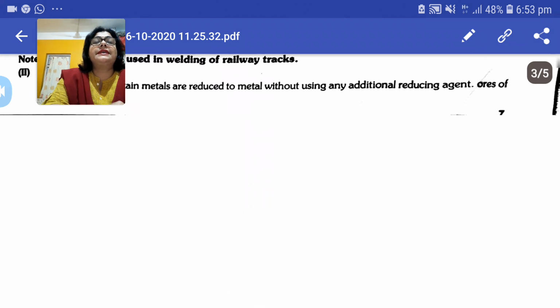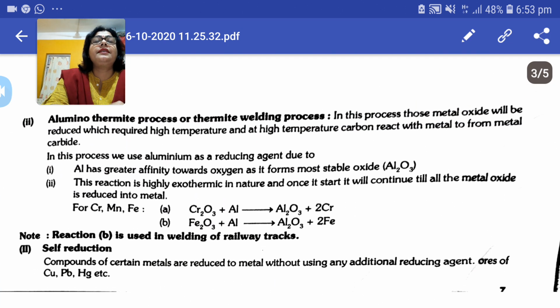Now next, in the chemical reduction method there is a process called the aluminothermite process, or you can say thermite welding process. This is something which you have already learned in class 10. In this process the metallic oxides are reduced which require high temperature, and at high temperature carbon reacts with metal to form metal carbide.